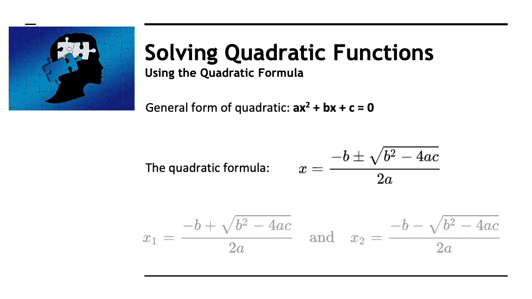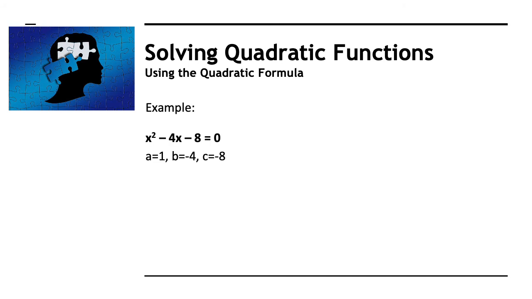While the quadratic formula might look intimidating with the radical and the plus or minus sign, if you organize your work and identify each of your variables before trying to apply it, finding your two solutions is quite easy. Let's try an example to demonstrate. Let's take the equation x squared minus 4x minus 8 equal to 0.